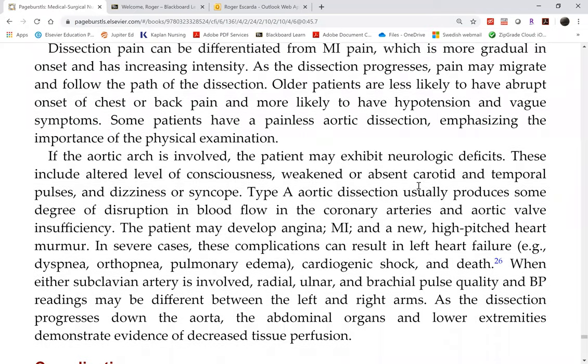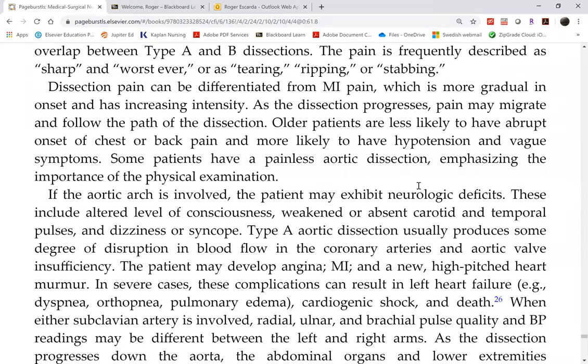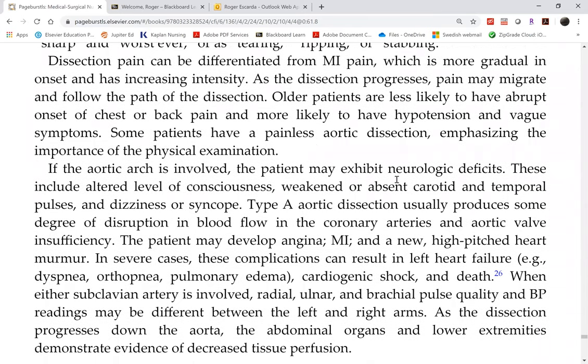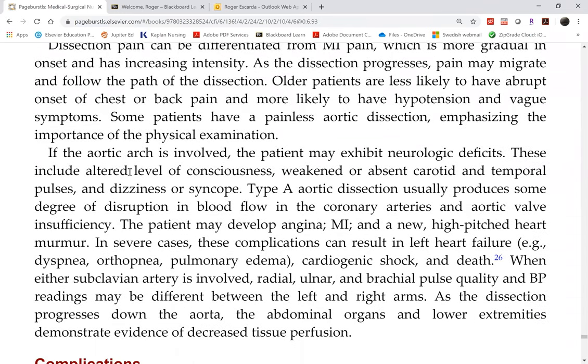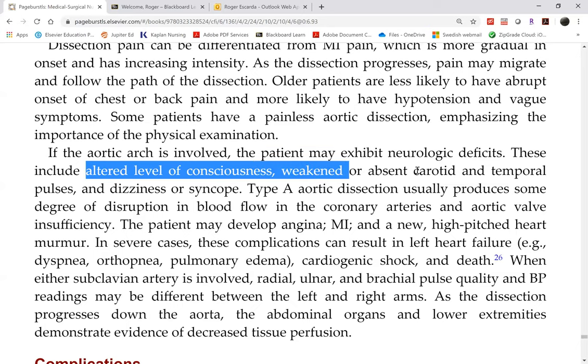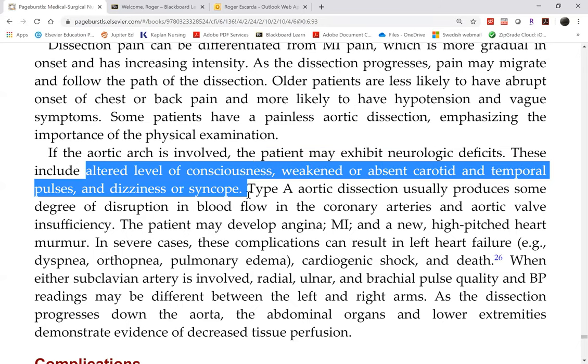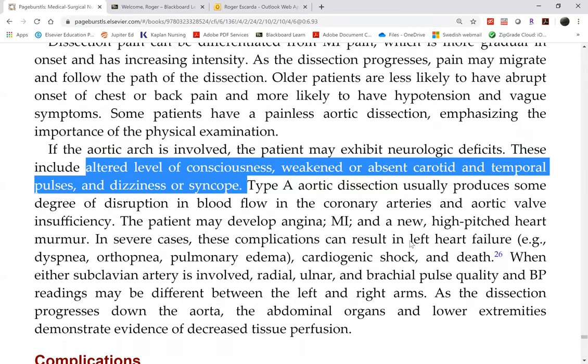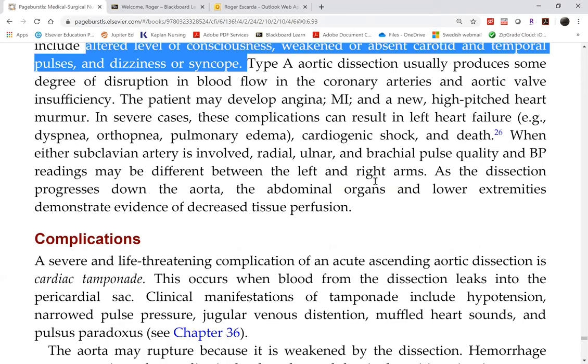So imagine a hemorrhaging patient with a lot of pain. Your hemorrhage here, shock symptoms are the following: altered level of consciousness, absent carotid pulse, dizziness, syncope. And of course, that will lead to cardiogenic shock and death.